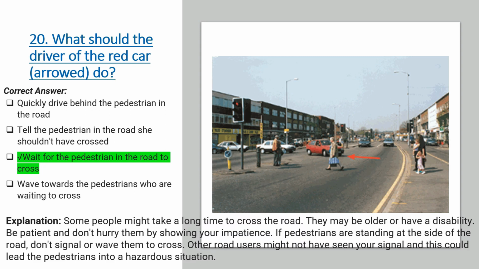Explanation: some people might take a long time to cross the road. They may be older or have a disability. Be patient and don't hurry them by showing your impatience. If pedestrians are standing at the side of the road, don't signal or wave them to cross. Other road users might not have seen your signal and this could lead the pedestrians into a hazardous situation.